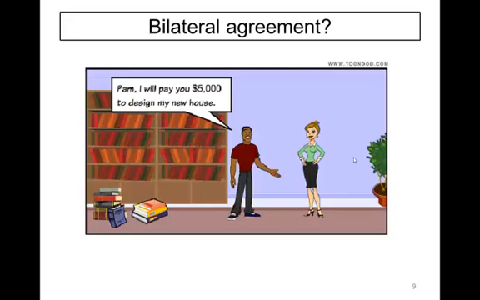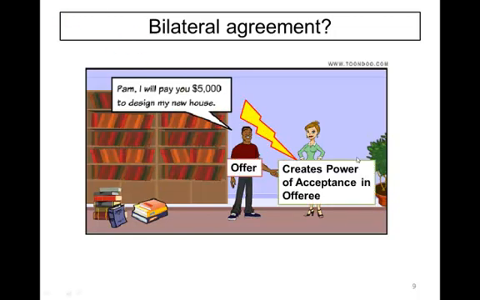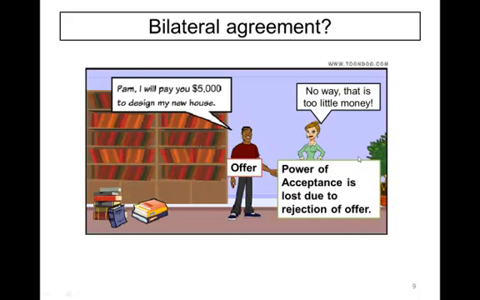Here's an example. Once again, Pam, I will pay you $5,000 to design my new house. This creates the power of acceptance in the offeree. If she says, no way, that is too little money, the power of acceptance is lost due to rejection of the offer.